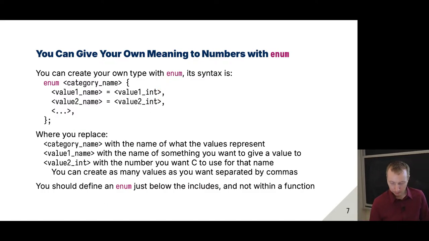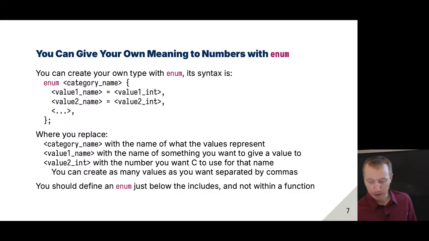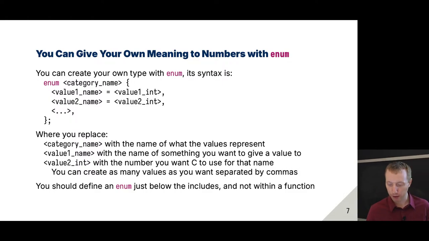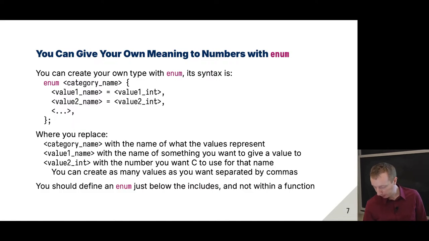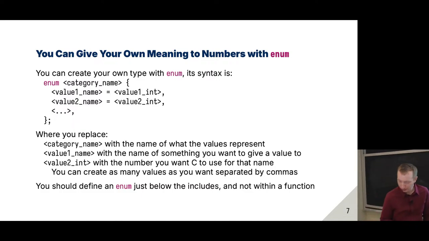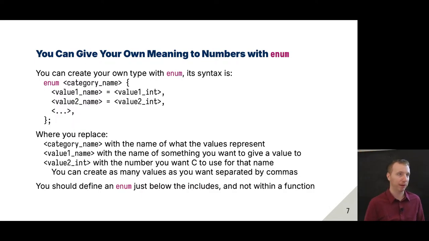So, if you want to define your own enum, it's a new type, so you can just use that variable as a type. It should be just below the includes and not within a function. A question: is it by any chance similar to a class and object in Java? It's our own type, but essentially our own integer type. So it just converts directly to a number.